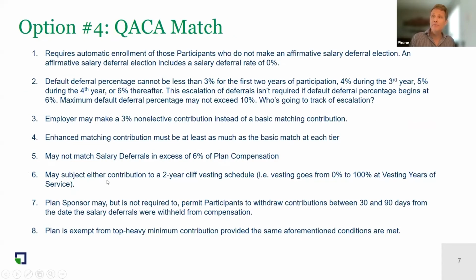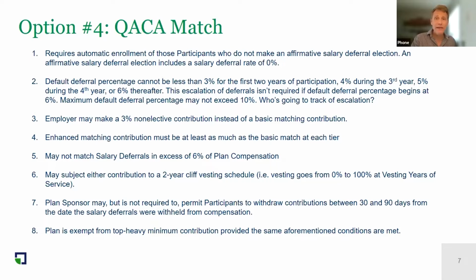The QACA Match. The QACA Match requires what we call automatic enrollment of participants. There's two types of enrollment. A participant may come to you and say, I wish to enroll in the plan at 5% of my salary. That's what I want to contribute to the plan. That's called an affirmative election.